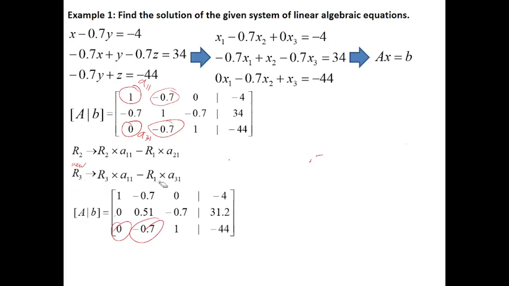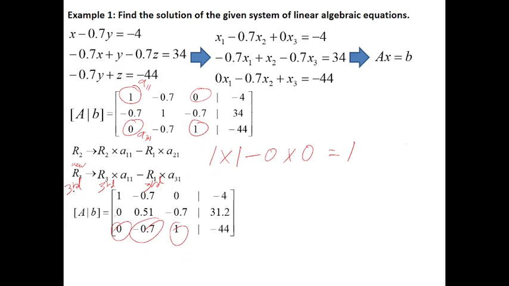And then, consider natin yung third. Okay, we have R3 third element, 1, times A11, 1, minus R1 third element, 0, times A31, 0. So, 1. Ayun.